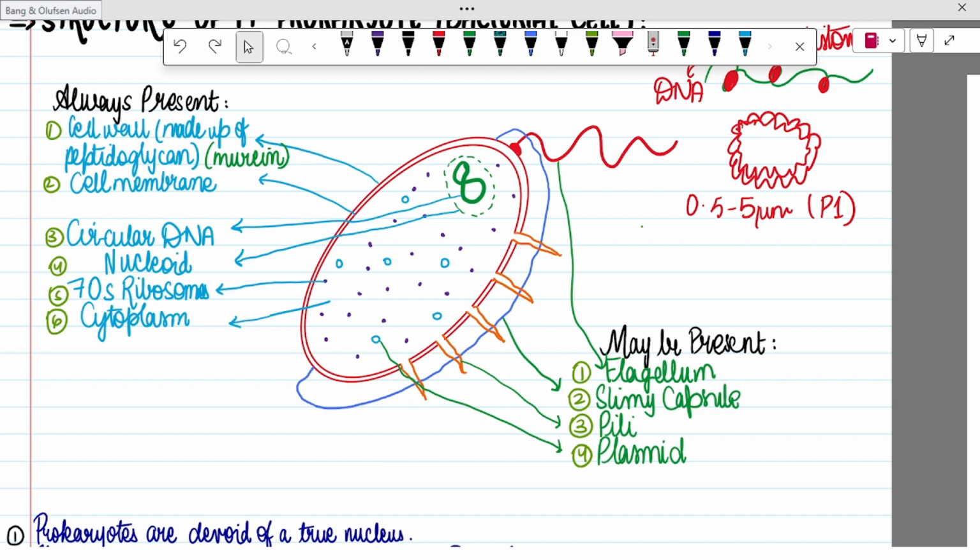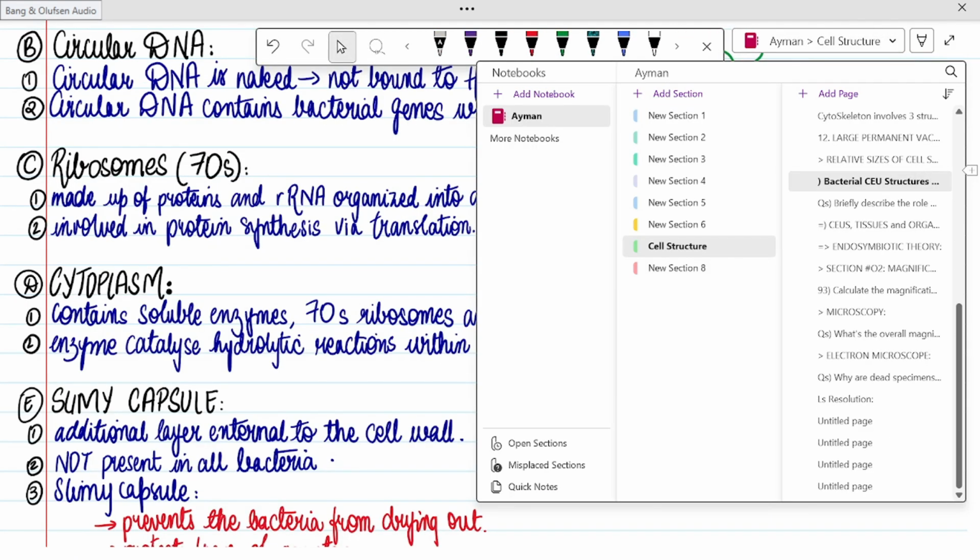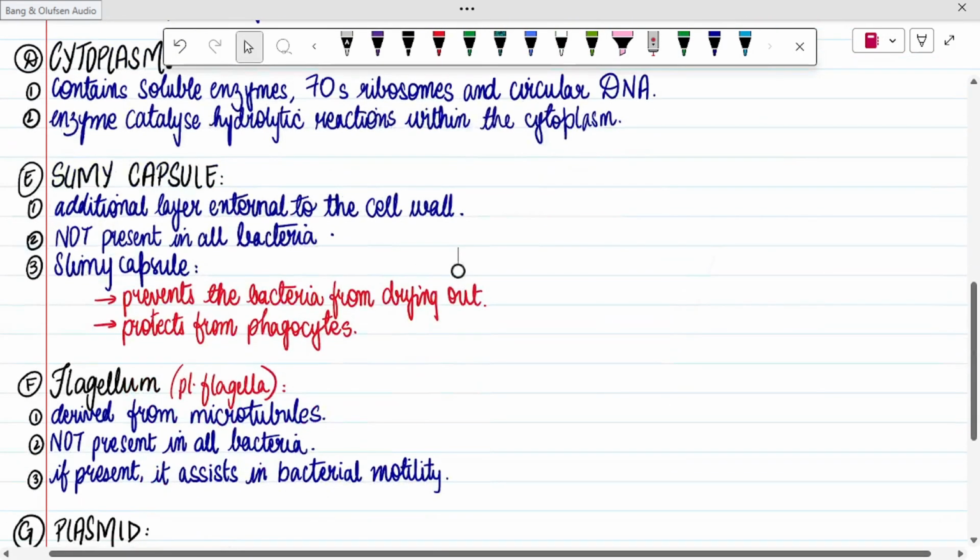So what is the function of this? दो function हैं. एक तो ये phagocytes से protect करेगा. जब आपके immune cells attack करने आएंगे तो ये bacteria resistant हो जाएगा to the attack of phagocytosis. फिर it will prevent the bacteria from drying out. Let's say bacteria बहुत dry environment में है और temperature बहुत ज़्यादा है उस environment का. So it will prevent your bacteria from drying out. And बिल्कुल exactly यही यहाँ पे लिखा हुआ है.